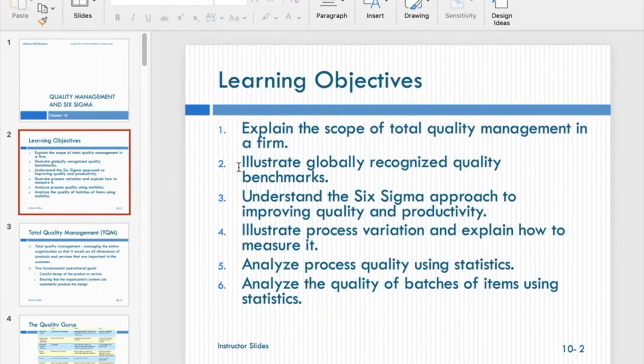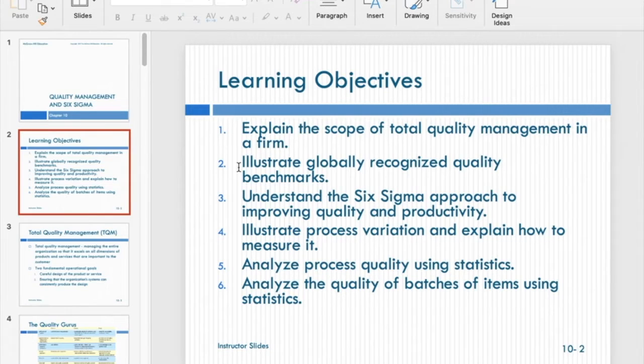All right. Now let's first look at the learning objectives. This chapter is related to quality management, right? Before we even talk about what quality management is, first we have to understand what quality is. What is the definition of quality? When we talk about quality, what are the dimensions related to quality? We have to first understand this very fundamental thing related to quality before we can start to do the quality management.